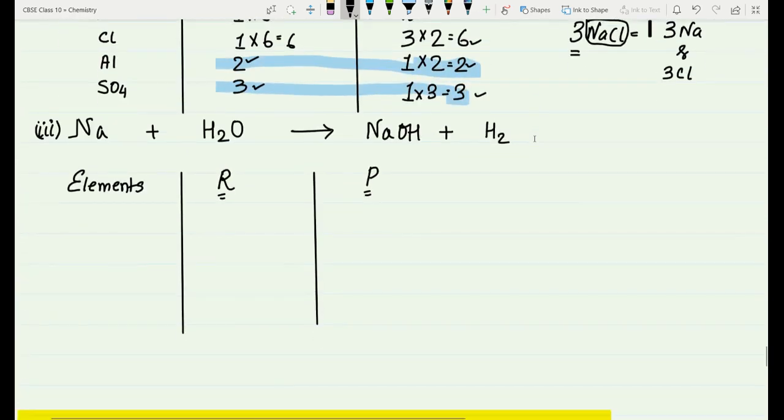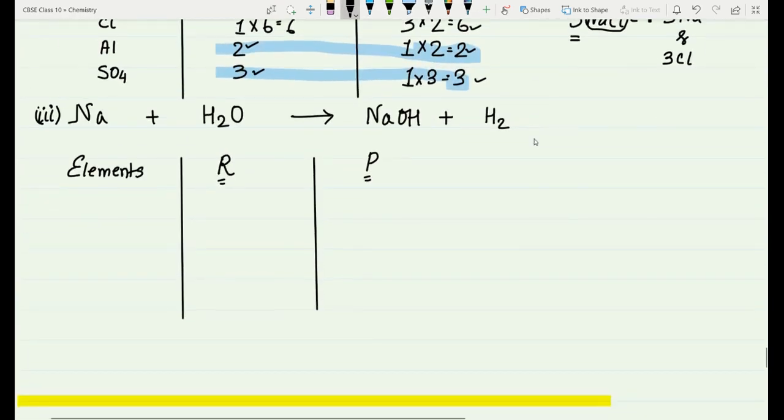You can try it yourself also. सोडियम, यहाँ पे एलिमेंट कौन सा है? सोडियम, हाइड्रोजन and oxygen. How many sodiums are there in the reactant? 1. How many hydrogen are there? 2. And how many oxygen are there? 1. यहाँ पे सोडियम कितना है? 1. हाइड्रोजन 2 plus 1. यहाँ पे 2 है, यहाँ पे 1 है. Okay, so I will write 2 plus 1, and the oxygen is over here also 1.